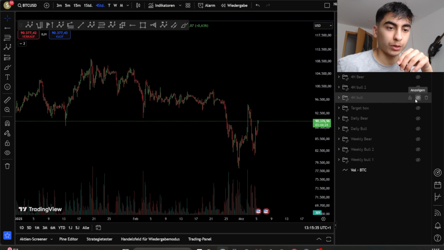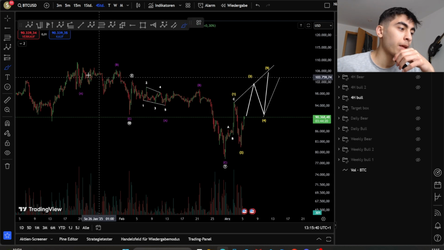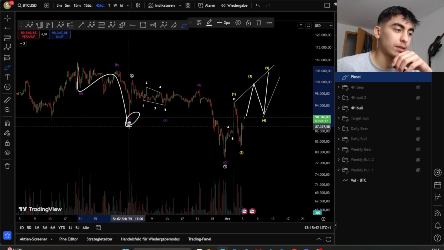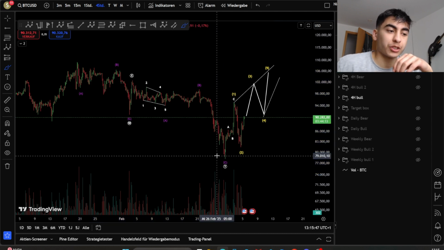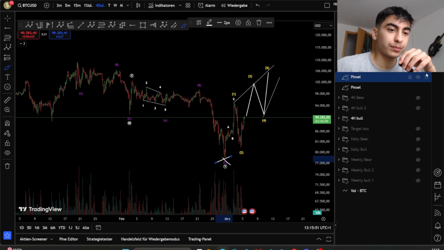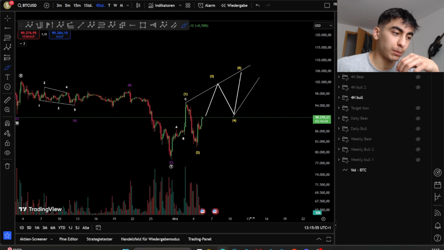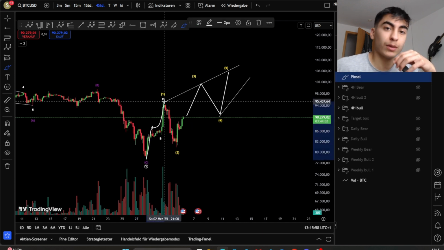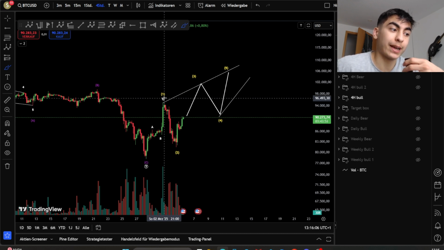The first scenario I want to show you is the one I showed you last time, where we have an ABC containing series W, X, and then ABC-Y, where the corrective structure finished here at this low and we are looking for all-time highs. Now this scenario has a bit of a problem. This is a 3-wave move and not a 5-wave move, which means we cannot count an impulse.